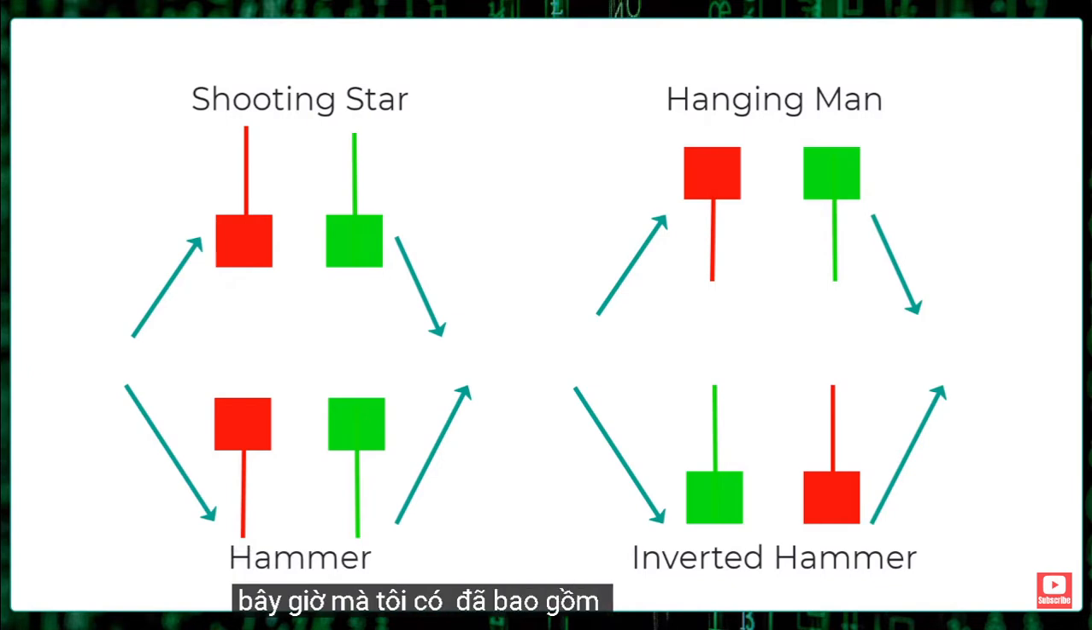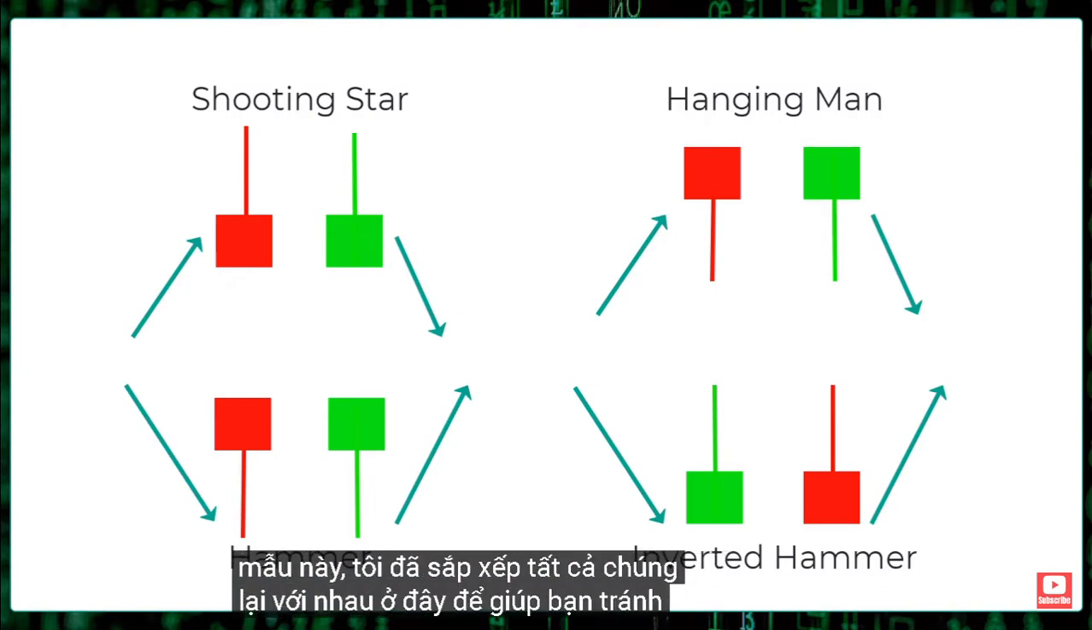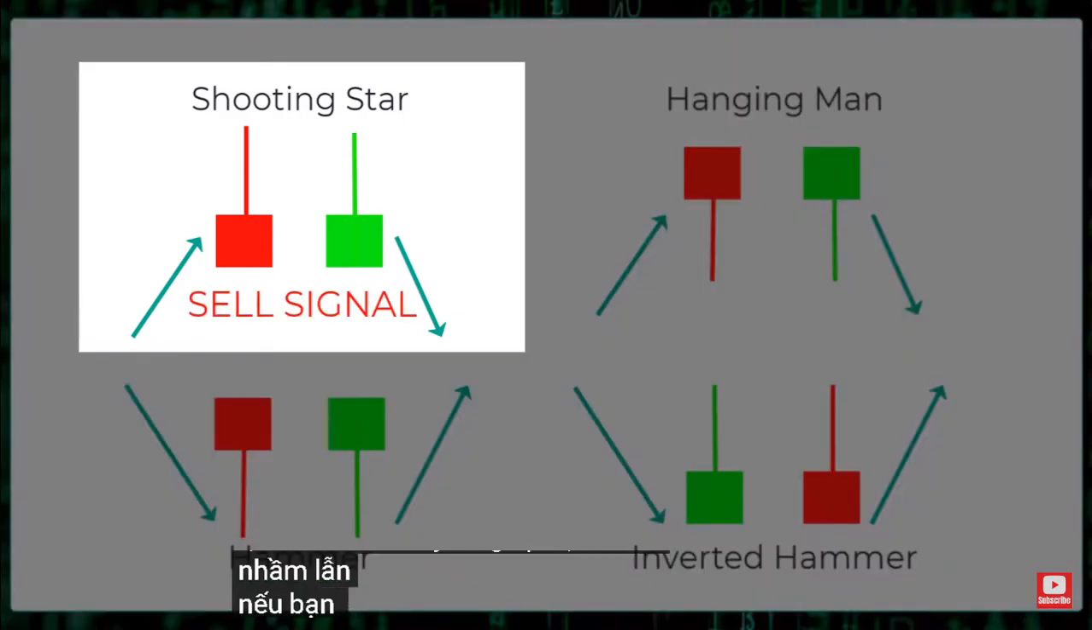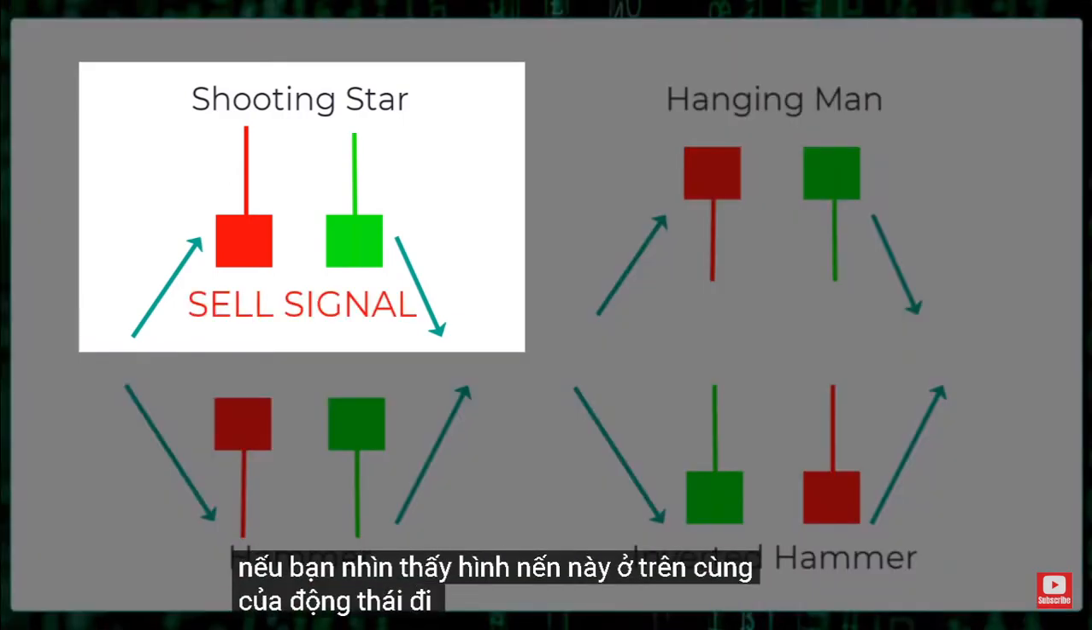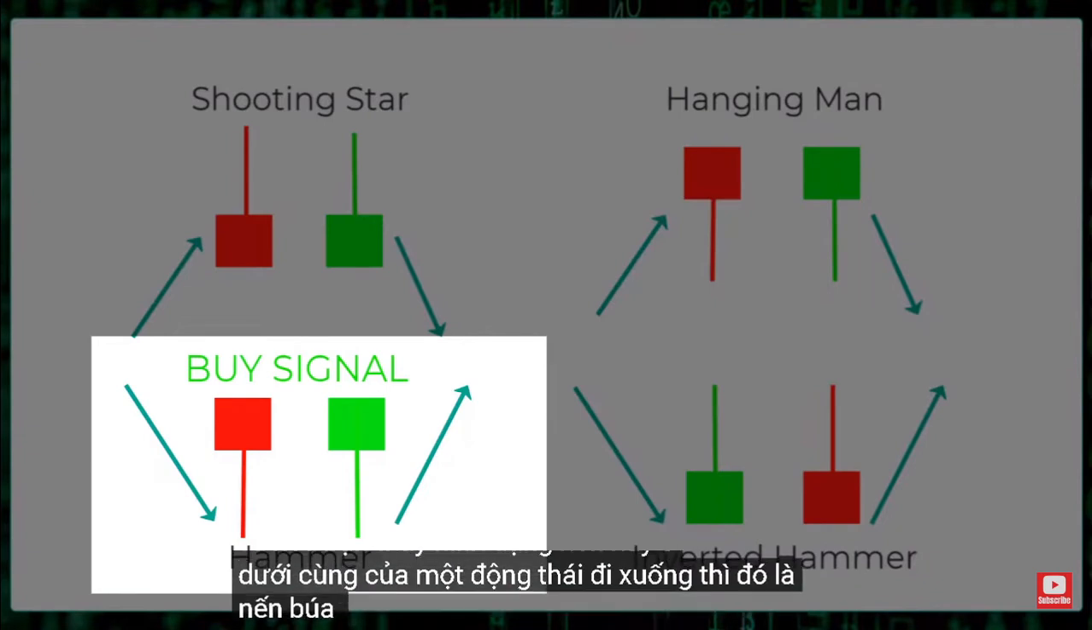Now that I have covered all these 4 patterns, I have arranged them all together here to help you avoid the confusion. If you see this candle shape at the top of an up move, then it's the shooting star candlestick. And if you see this candle shape at the bottom of a down move, then it's the hammer candlestick.